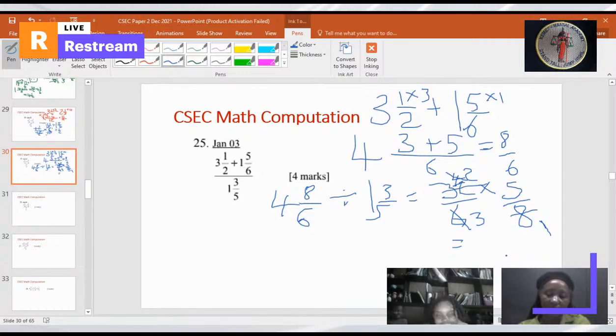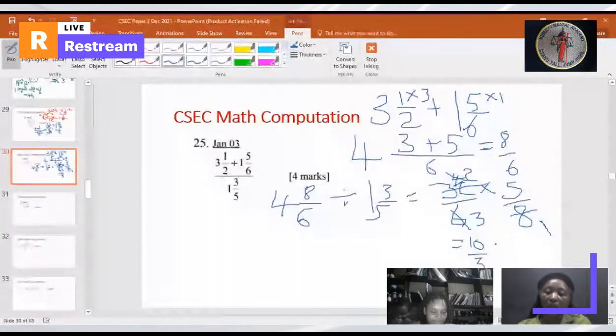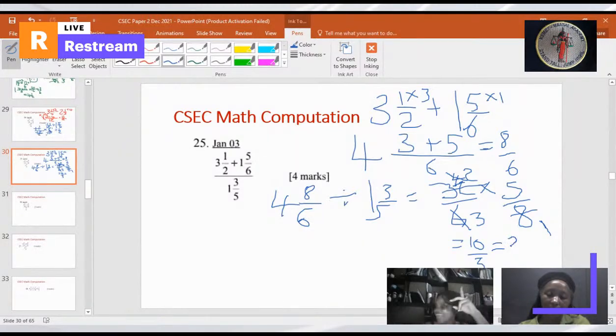Yes, miss. So now we're going to multiply. 5 times 2 is 10, and 3 times 1 is 3. All right. So the final answer now, miss, we're going to put 3 into 10, which goes 3 times. And 3 times 3 is 9, remain 1 over 3. So it is 3 and 1 over 3.